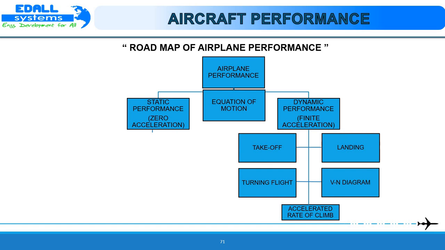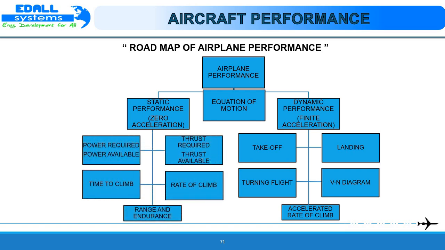Under dynamic performance, we will be studying the takeoff and landing characteristics, turning flight, the V-n diagram, and then accelerated rate of climb. Under static performance, we will be studying power required, power available, thrust required, thrust available, rate of climb, time to climb, and finally range and endurance.